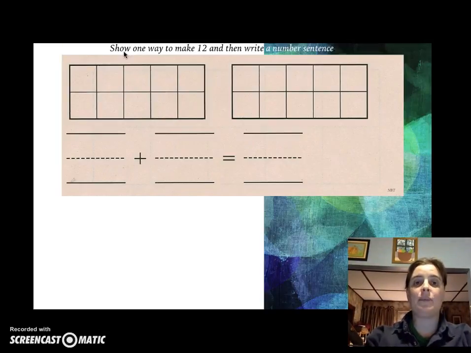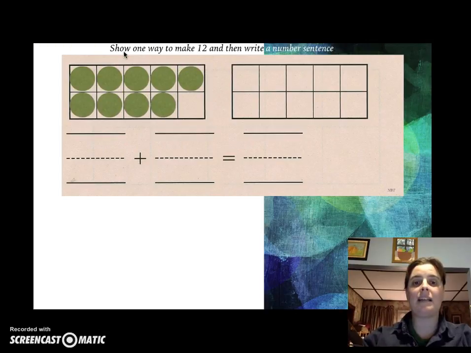Your question last week was to show one way to make 12. Now I saw a lot of good ways to make 12. One way I saw was some students filled up a 10 frame and then they continued on. So they knew that when the 10 frame was filled, there would be 10 circles. 1, 2, 3, 4, 5, 6, 7, 8, 9, 10. We didn't really need to count those. Once the 10 frame is filled, we know automatically that there's 10 within the frame.